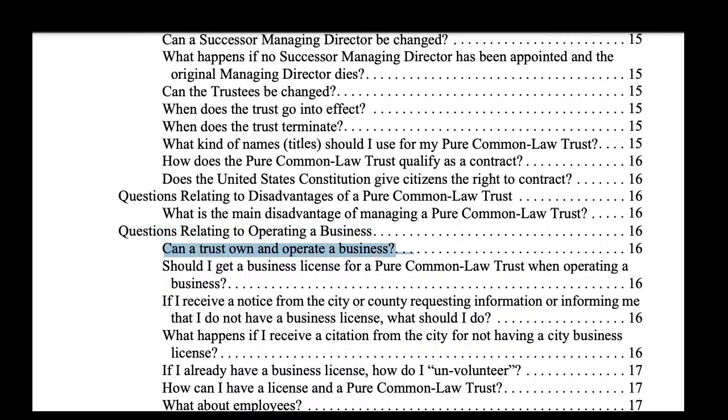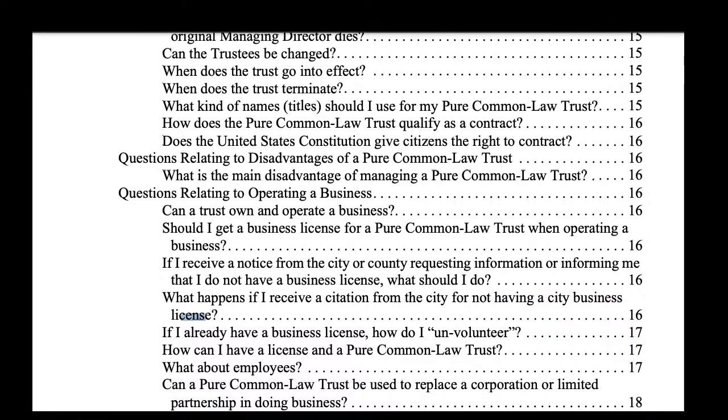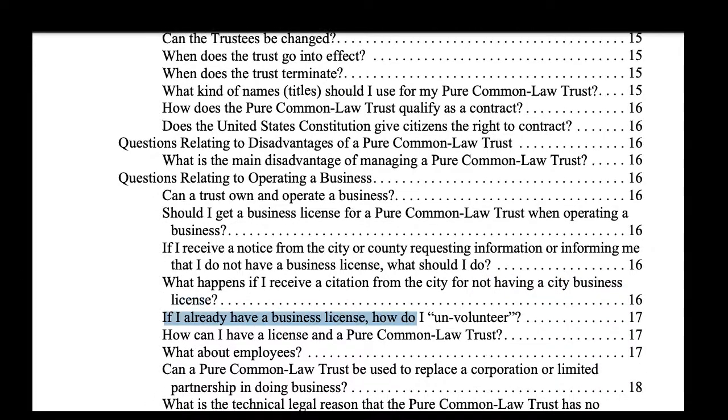Can a trust own and operate a business? Should I get a business license for a pure common law trust when operating a business? If I receive notice from the city or county requesting information or informing me that I do not have a business license, what should I do? What happens if I receive a citation from the city for not having a city business license? If I already have a business license, how do I unvolunteer? How can I have a license and a pure common law trust?